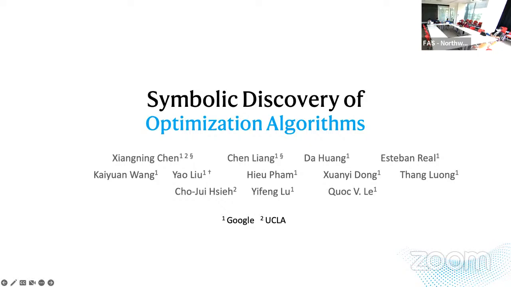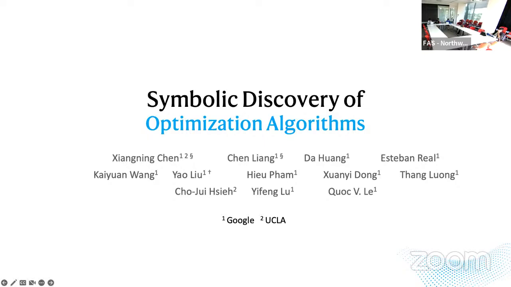This was a paper released about a month back by Google and UCL. They want to find a new optimization algorithm, so they came up with a nice evolutionary method to find a new optimization method. It's called Lion, and they compare how it performs against other optimizers.